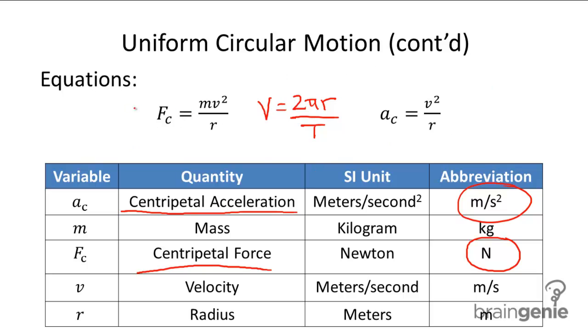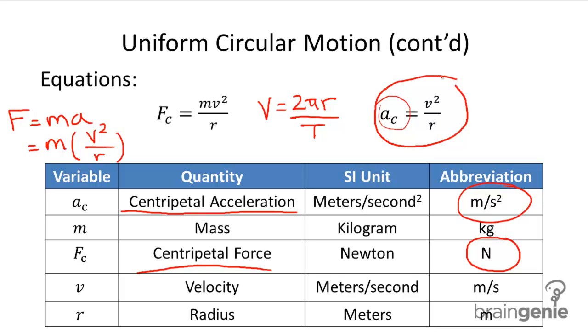The one thing I want to note, though, is Fc equals mv squared over r. I kind of want to derive this acceleration equation here. If you remember from Newton's second law, F equals ma. So in the case of centripetal force, F equals m times v squared over r. This is how we get the centripetal acceleration. We can derive it from this equation. v squared over r is your acceleration term, which is written over here.